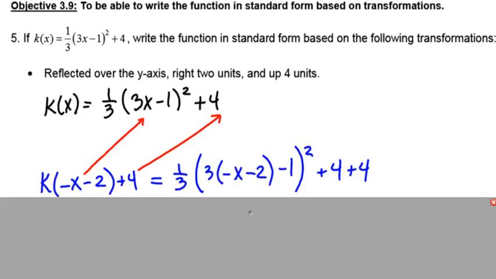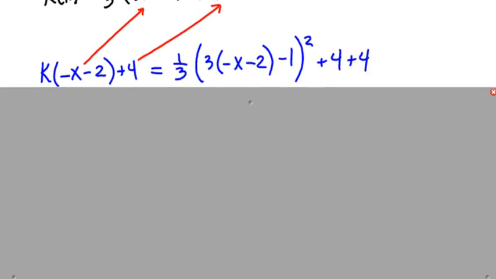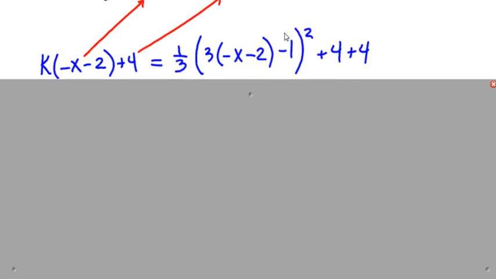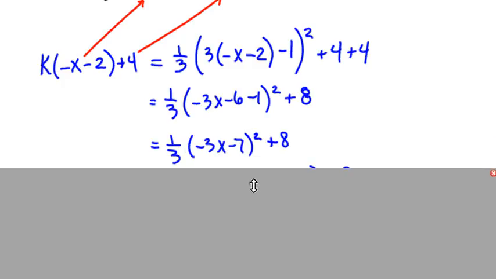At this point, we need to follow our order of operations to simplify the equation and put it into standard form. So we've got to multiply things out, combine like terms, and see what we're working with. The first thing I would suggest is simplifying what we have inside our parentheses, so distributing the 3. And then we can see that we have some like terms again with our constants and combining those. And so we've got 1/3 times the quantity negative 3x minus 7 squared plus 8.